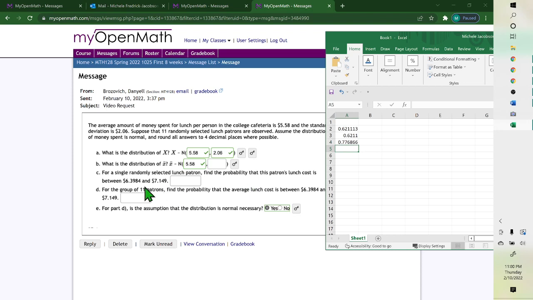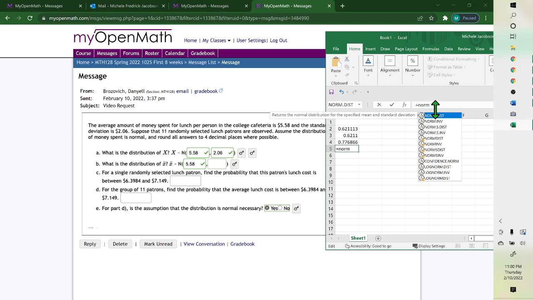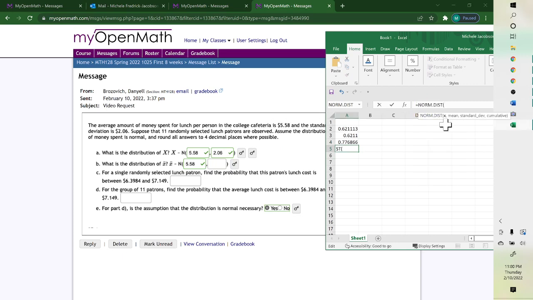Then we do the same thing for the lower value. And remember that because we want between, we're going to subtract them. So we go equals norm distribution. Our x value, which is 6.3984, comma, 5.58, comma, and then it's going to be the one we found here, comma, 1, and hit enter.